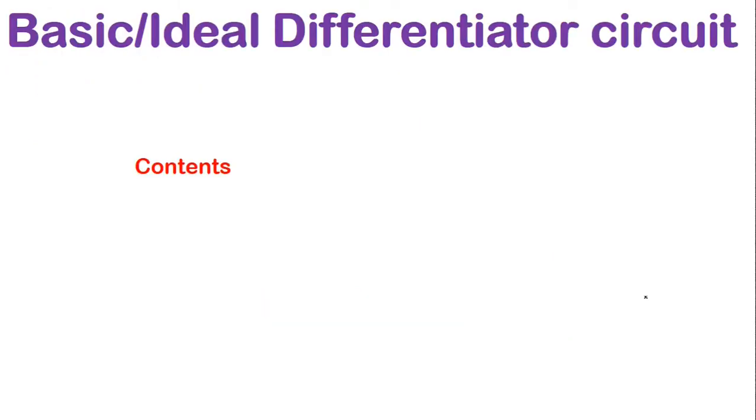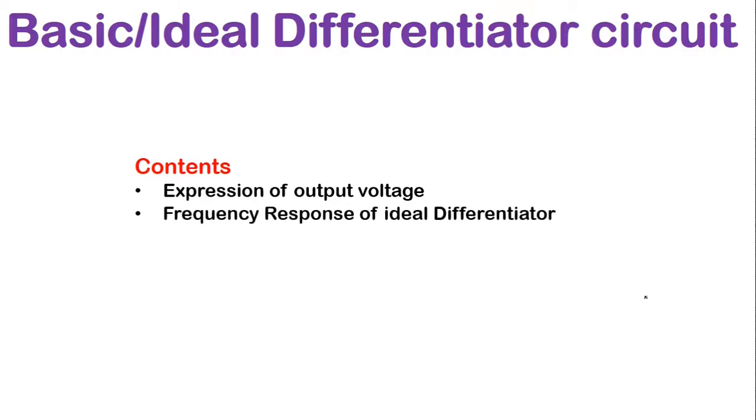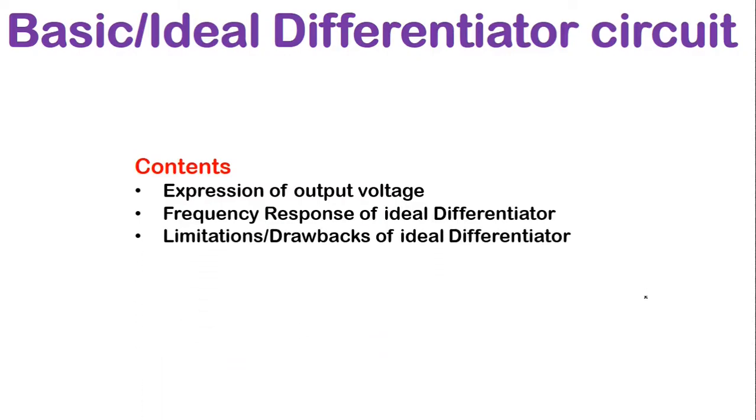Now let us look at the contents which we are going to discuss in this lecture. First is the expression of output voltage of the ideal differentiator, then the frequency response of the ideal differentiator. Last is the limitations or drawbacks of the ideal differentiator circuit.